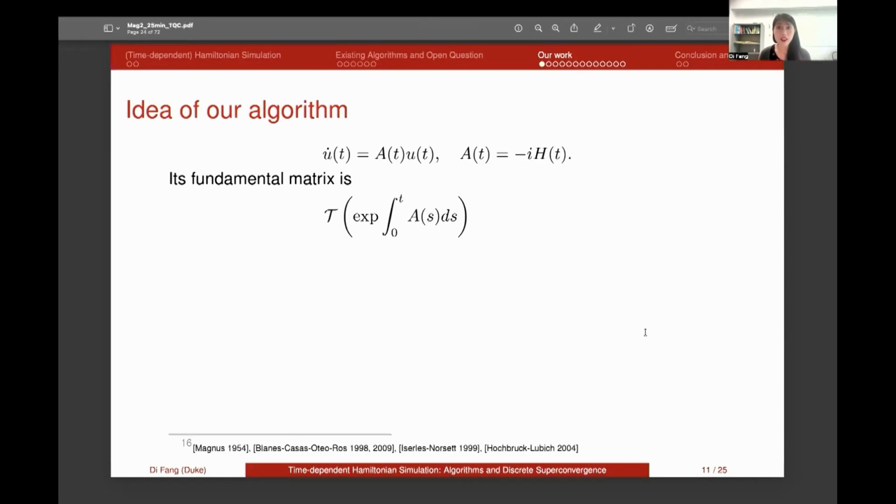All right, so now comes the idea of our algorithm. Recall our target is that for general time-dependent Hamiltonians, I want to have commutator scaling.